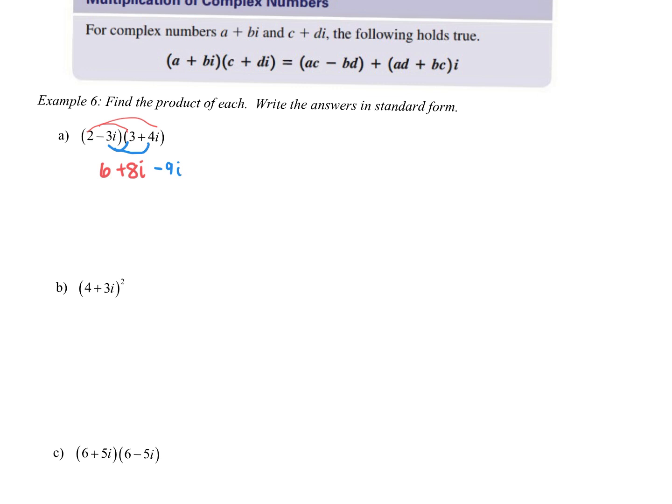Negative 3i times positive 4i is a minus 12i squared. I squared equals negative 1. So negative 1 times 12 becomes a plus 12. And then my 6 and my 12 will go together to get me an 18. And my 8i minus 9i makes a minus i. It says to make sure you write them in standard form, so make sure you put real, plus or minus, then your imaginary piece.